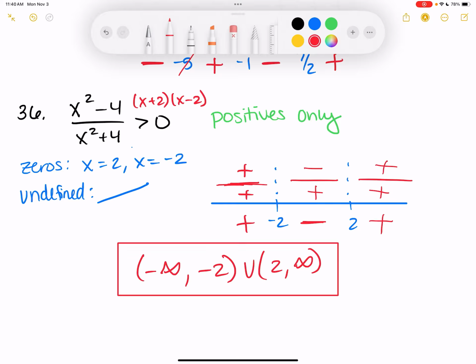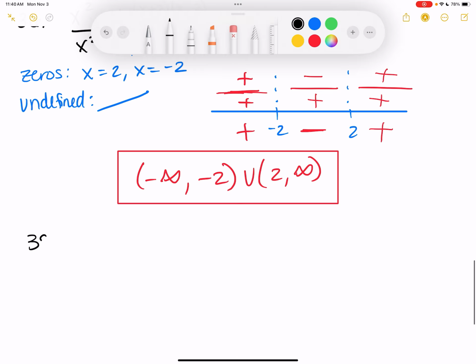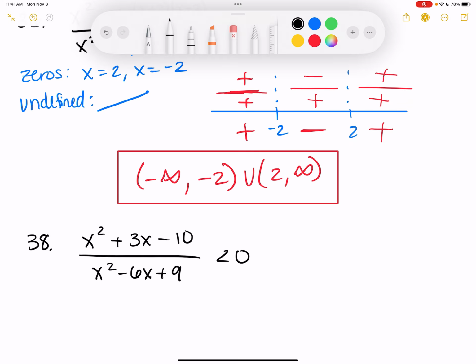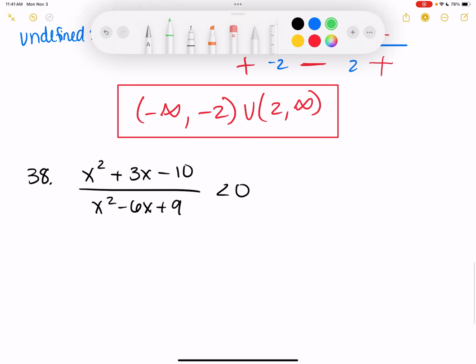All right, 38. x squared plus 3x minus 10 over x squared minus 6x plus 9 is less than 0. So first, what values am I going to be looking for when I solve this? Negatives, positives? It's less than, so negatives only. Now, this one is not factored, so I need to factor it first.